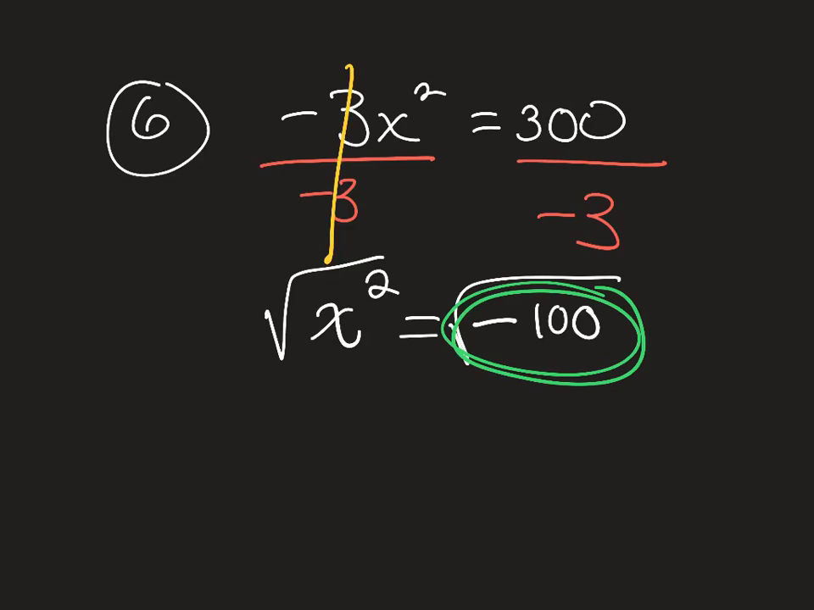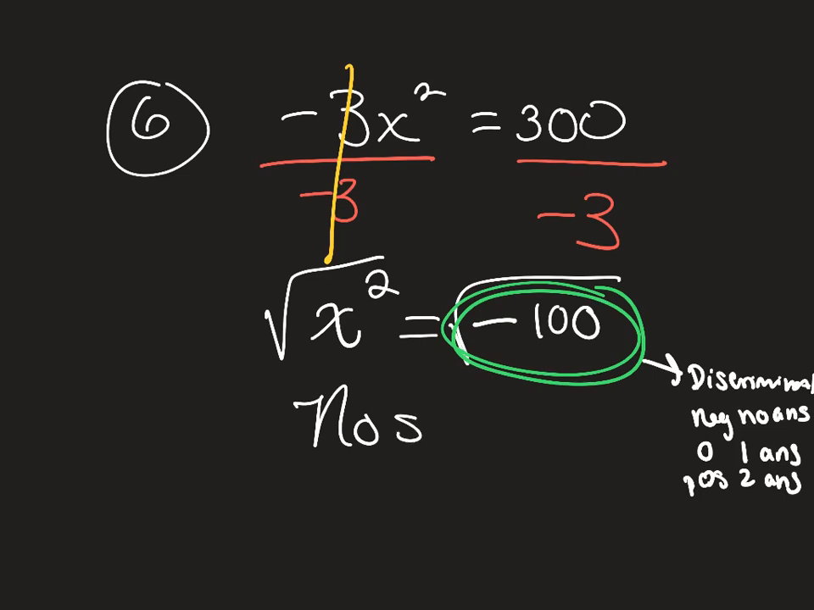If you remember back when we were doing the discriminant, if it was negative, there were no answers or no solutions. If it was 0, there was one answer. And if it was positive, there were 2 answers. This is a negative. We don't square root negatives. So we have no solutions.